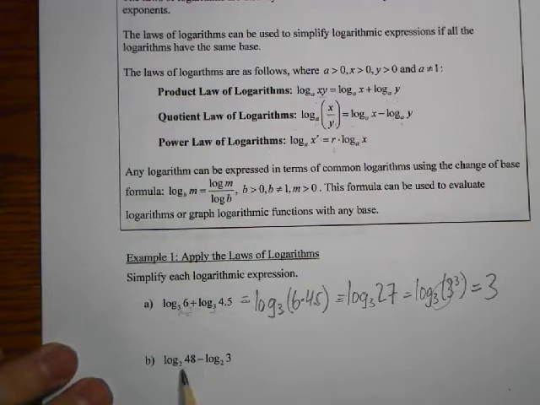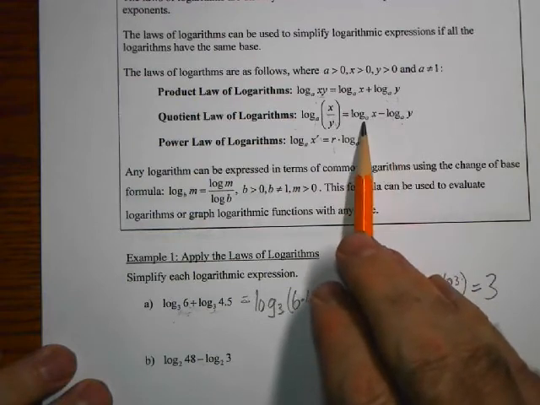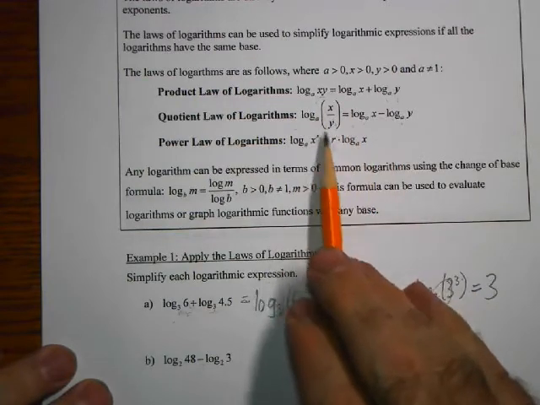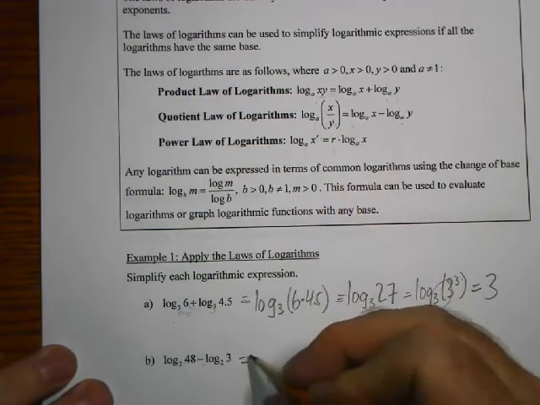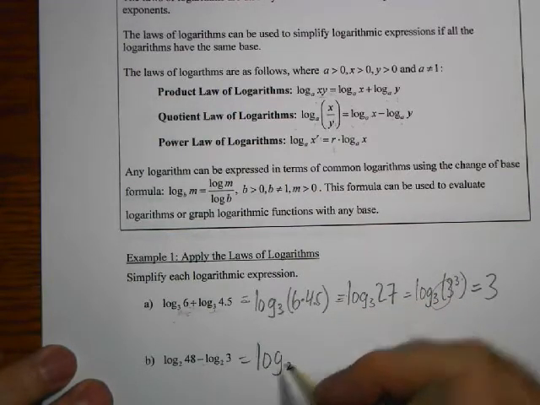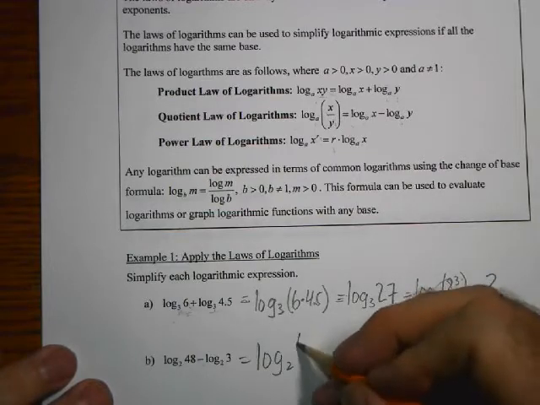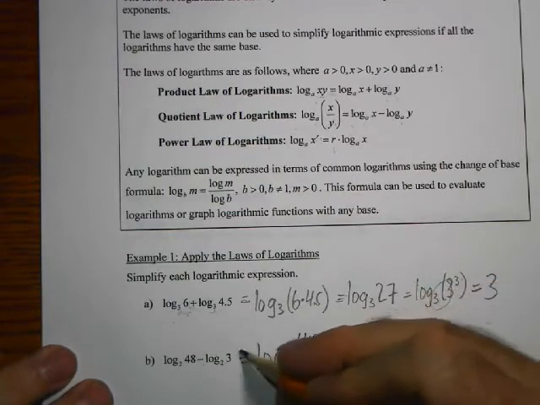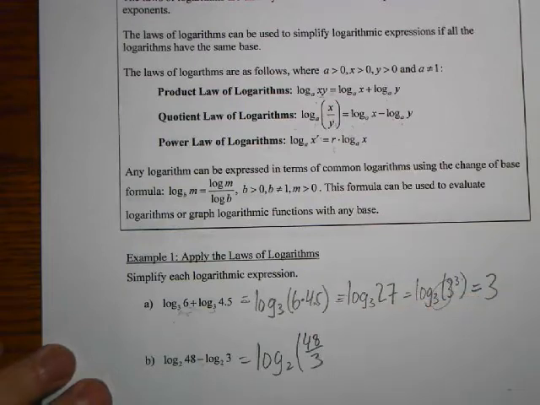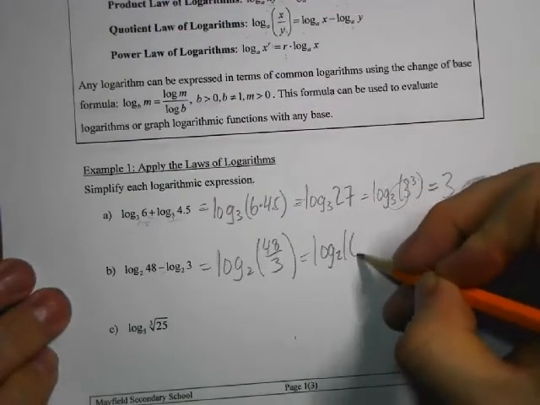So this looks like it's going to be quotient law because there's a subtraction. So I can basically rewrite something like this as a combined quotient. So this would be equal to log, and it's base 2 this time. And again, they have to have the same bases, otherwise you can't do this. Log base 2 of 48 divided by 3, which is 16. Log base 2 of 16.